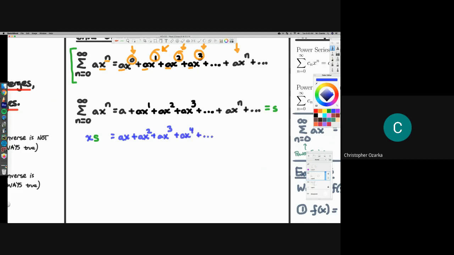Plus dot, dot, dot. Now, if you did AX to the N times X, it would just be AX to the N plus 1. You can do that because I multiplied it by X. What you can do is add the exponents. That should be a review. You should know that you can add the exponents there. Plus dot, dot, dot. Okay, this is equal to X times S, XS. Okay, this is where it gets crazy.